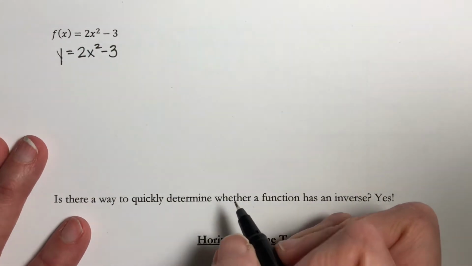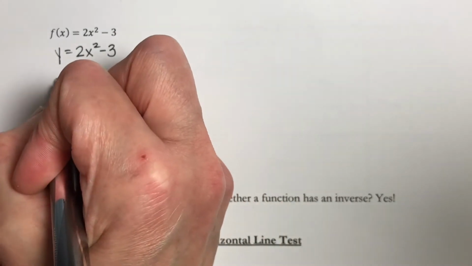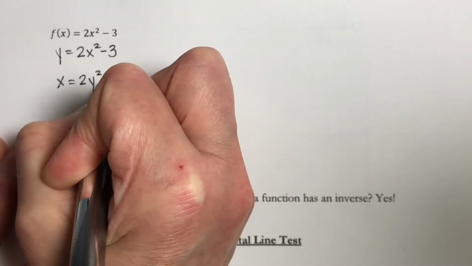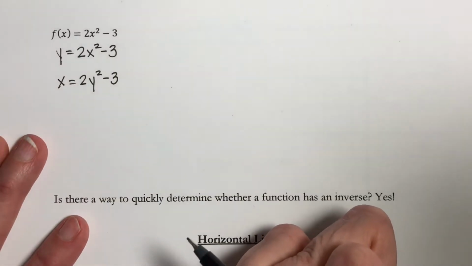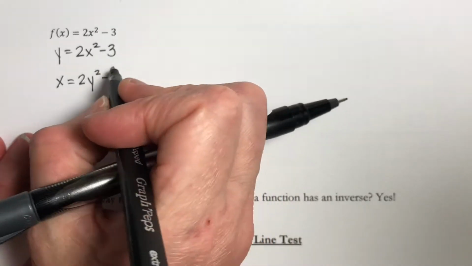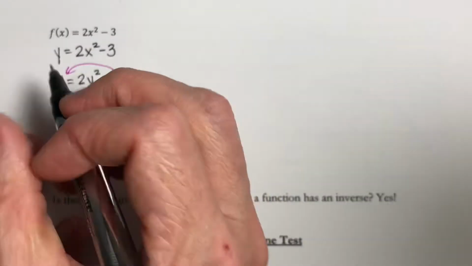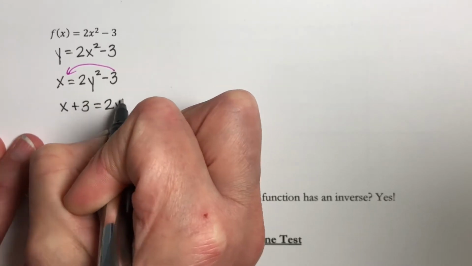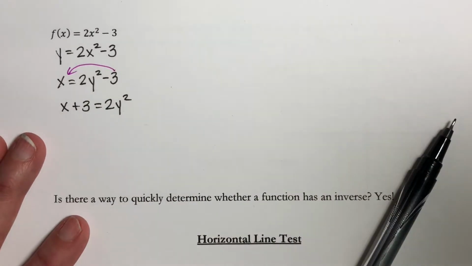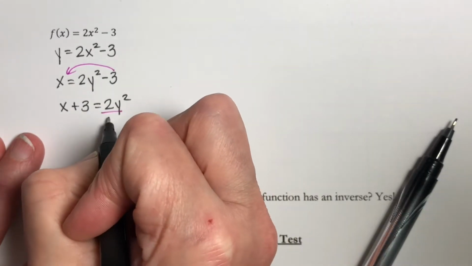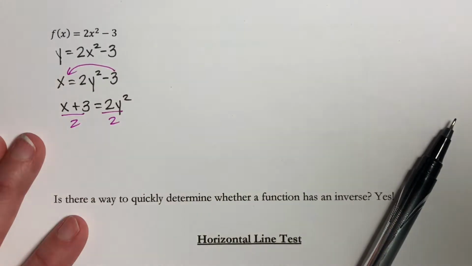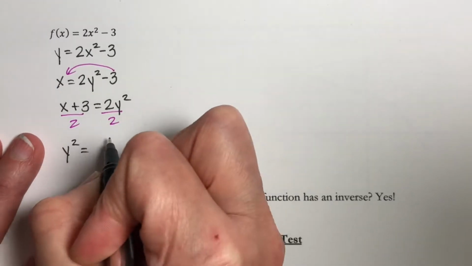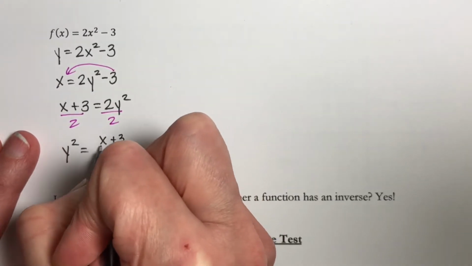Okay, and then our next step is to switch our x's and our y's. So that gives me x is equal to 2y squared minus 3. Now we want to solve this for y, so add 3 to both sides. All right, and now divide both sides by 2 so that the y squared is by itself. So I'm going to flip this equation around. I have y squared is equal to x plus 3 over 2.